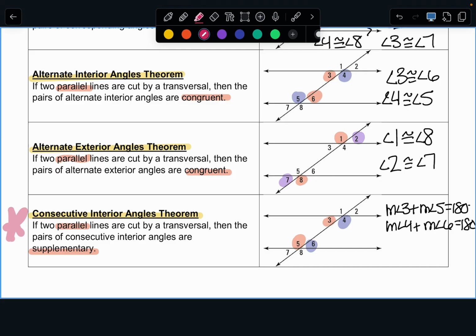What's up, Isaac? Is the consecutive interior, is that the same side one? Same side, yes. Yeah, so another reminder, I'm going to use the word consecutive, but anytime you see consecutive, it also is the same as same side.